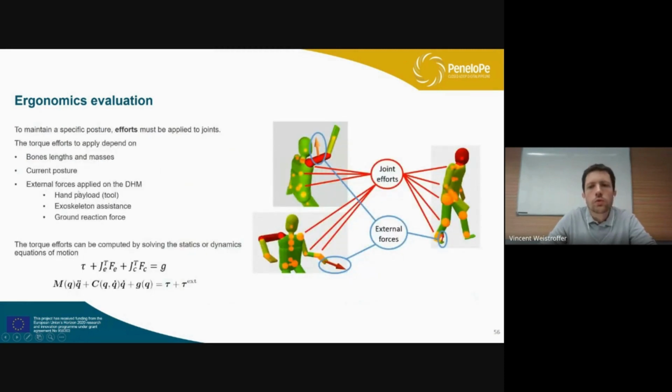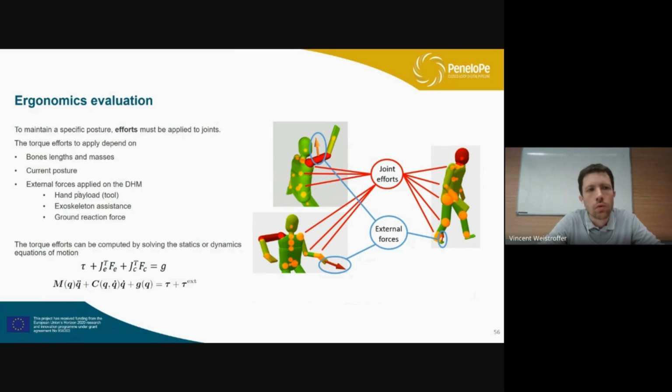So this was posture-related analysis. Now I would like to focus on efforts analysis. This is something that is not really handled by standard ergonomics rules and grids, such as ruler. It's something that you will only get thanks to physics engines computation. And so by using really physics control of the digital human model.